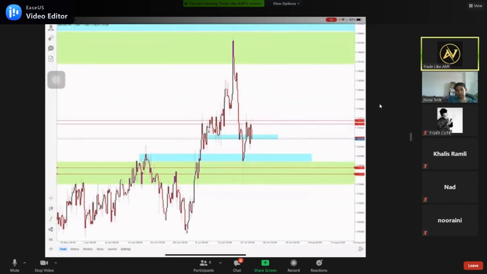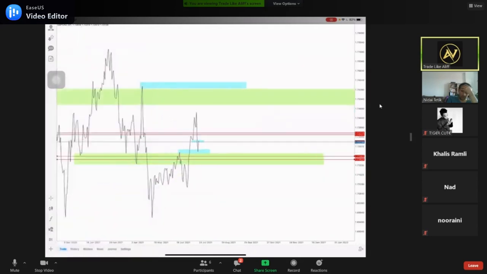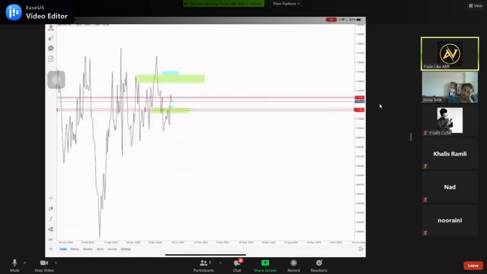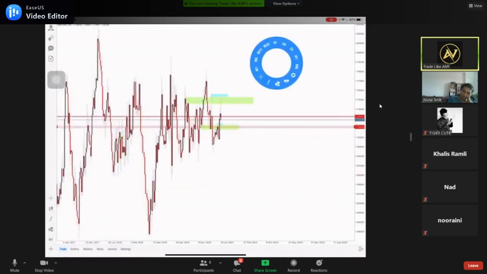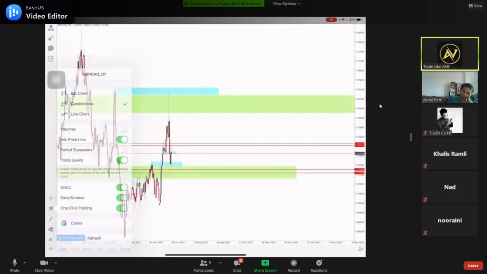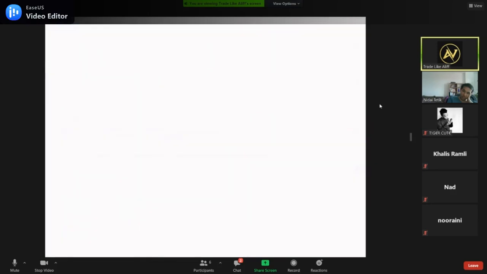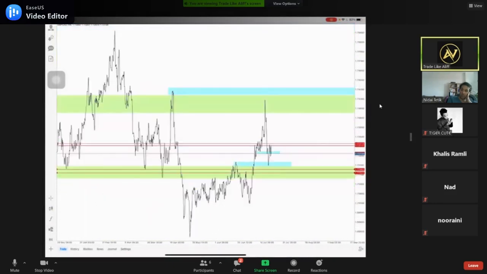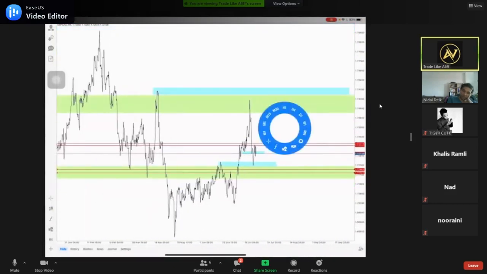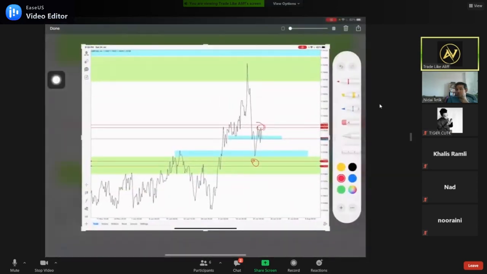So we will play around this area. Market for now, as we can see on line chart, market is still sideways. Will probably come and test this area again and then come back up. This is one way how you get this setup, this buy setup, this sell setup.